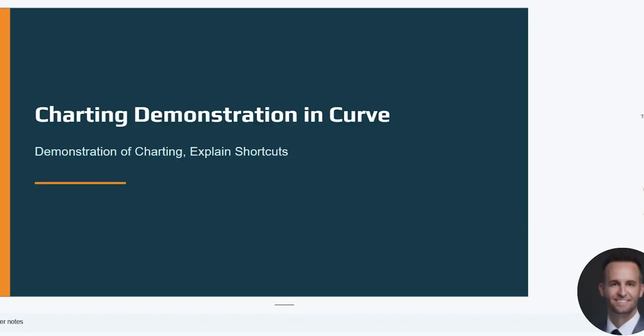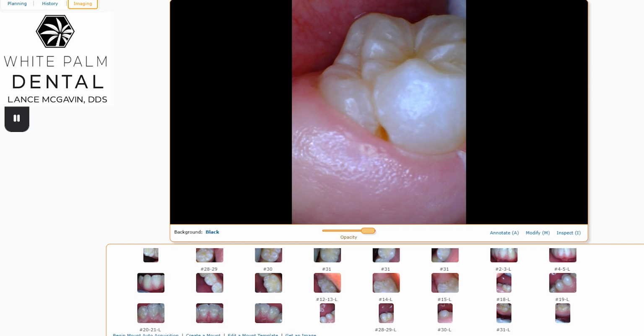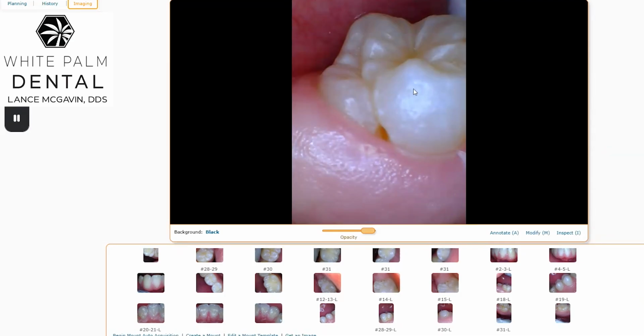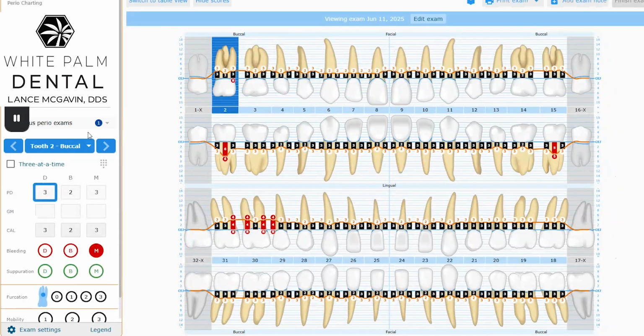So I'm going to do a final demonstration of charting in Curve. Oh, I did want to show this photo actually real quick. This is a photo of a second molar on a teenager. See how this tooth looks like it's buried in all this gum tissue. If we were to measure down in here, probably, in fact, let's look at it, probably deep probing depths.